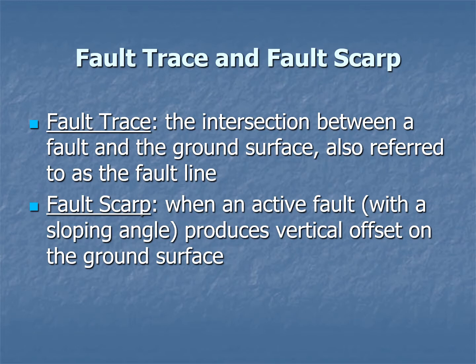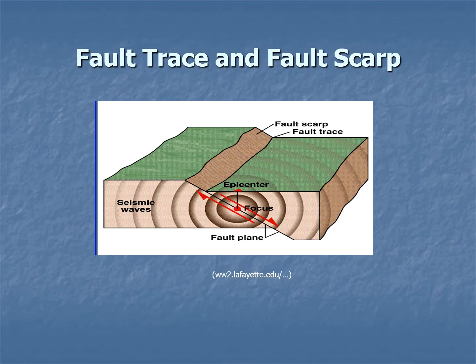So fault scarp, if you have an active fault that slopes at an angle, and you've had an earthquake event that has produced vertical offset on the ground surface, we refer to that as a fault scarp. I believe we have some images of fault scarps coming up next. Here's a nice 3D drawing. Okay, so you can see the fault plane there, that sloping dark line.